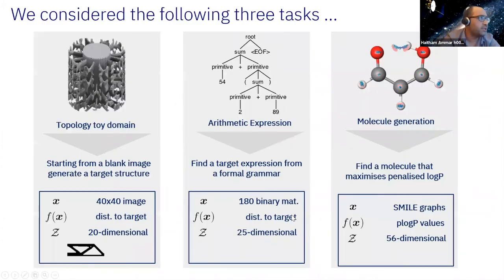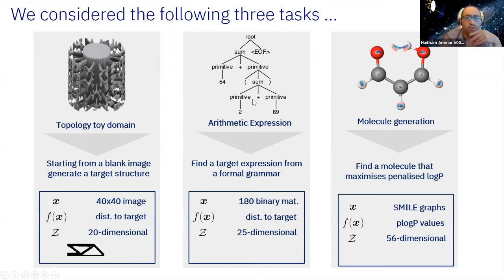In experiments, we considered the following 3 scenarios. So the first scenario is we had a topology domain. So this was a domain where, starting from a blank image, you would like to recover some mechanical structure. So the mechanical structure looked something like this here, and then you would run BO in order to get that mechanical structure. Our input X was a 40 by 40 image, which is like a 1,600 dimensional vector. Our function f of X was the distance to the structure we would like to construct, and our Z latent space was 20 dimensions.